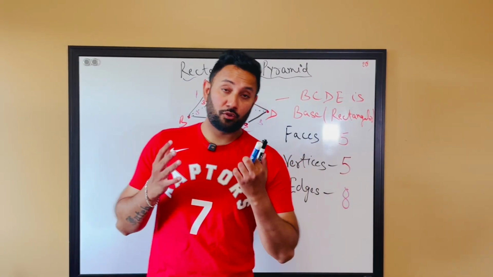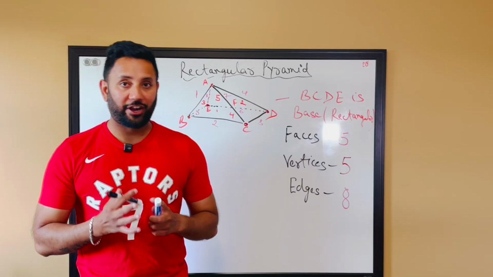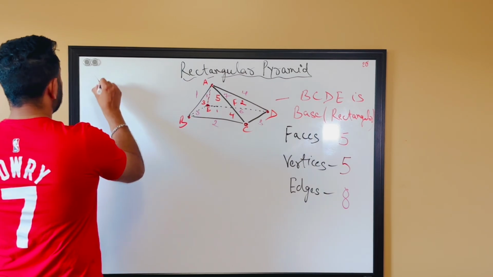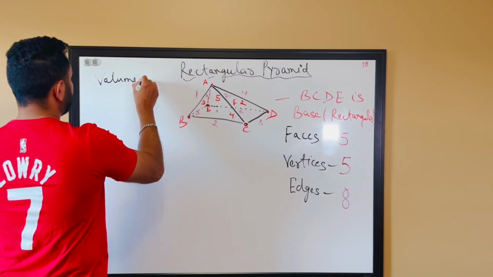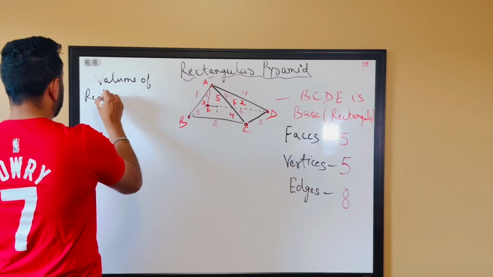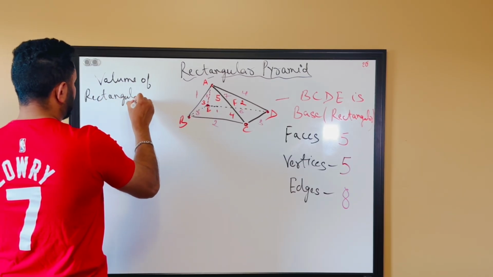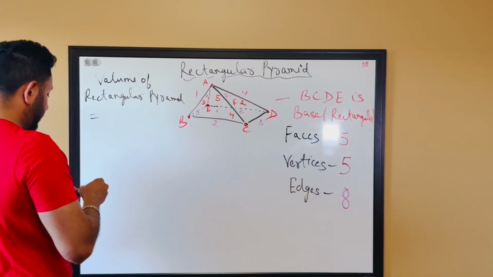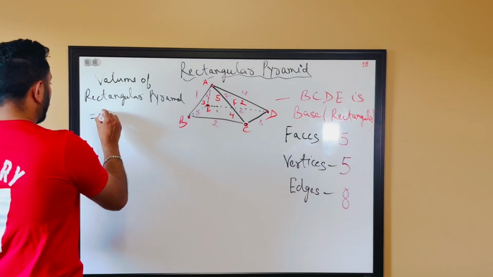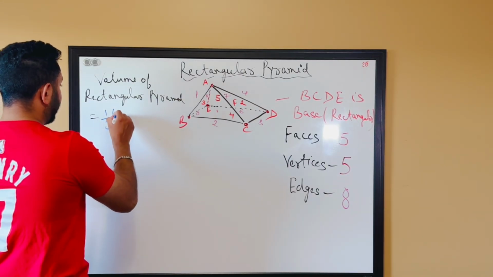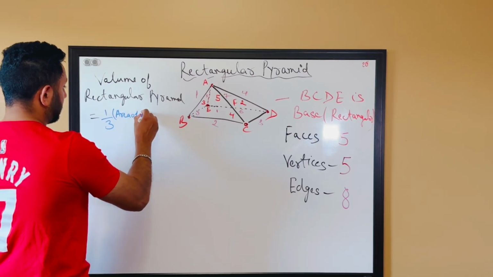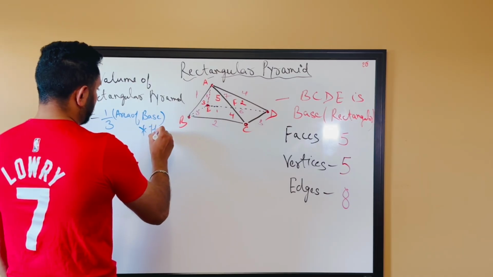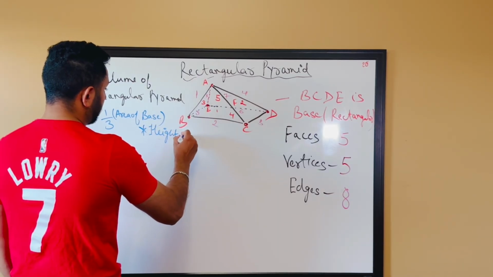Now we're gonna do the volume and surface area formulas of a rectangular pyramid. So, volume of rectangular pyramid. And the formula is 1/3 area of the base into height of the pyramid.